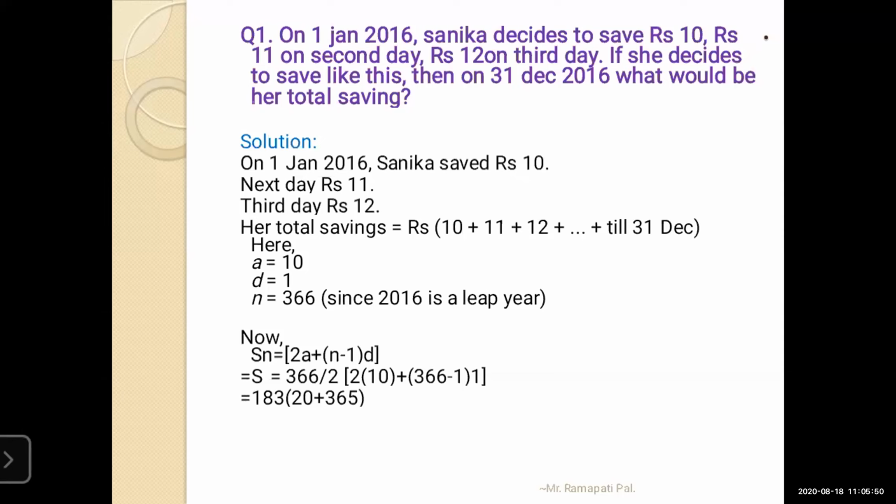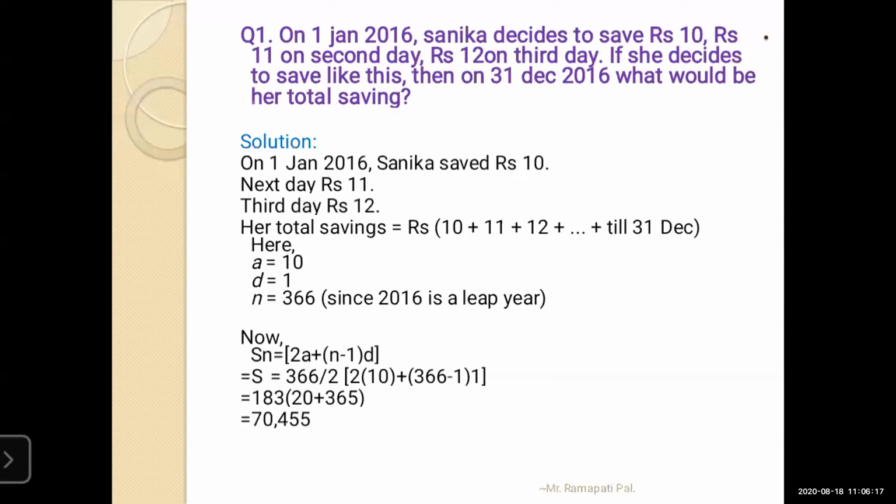Tell me, 20 plus 365. Yes, correct. 385. So 183 into 385. What is that? Yes, correct. That is equal to 70,455. So at the end, we will write.